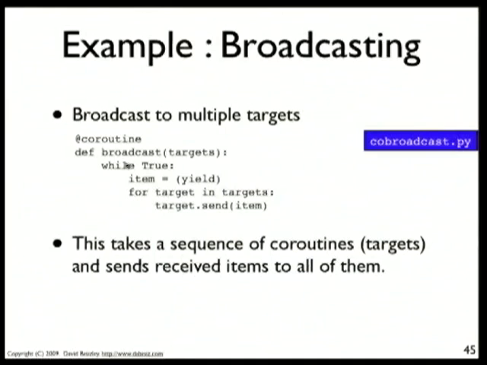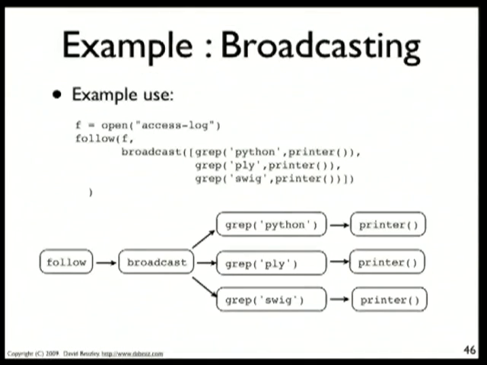Basically this is a coroutine that takes, instead of a target, a list of targets, and what it does is take an item and send it to every target. If you were to use that, you could end up with code like this. This is code where I'm reading off some access log, but then I'm broadcasting it onto 3 different instances of the grep printer coroutine sequence.